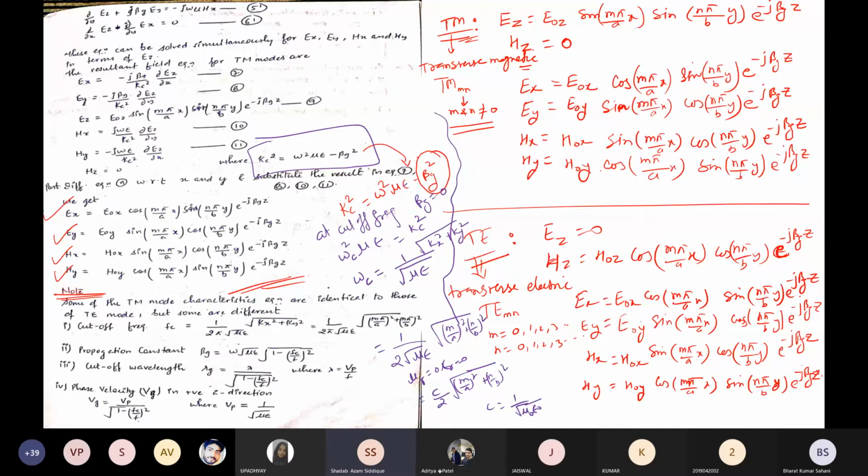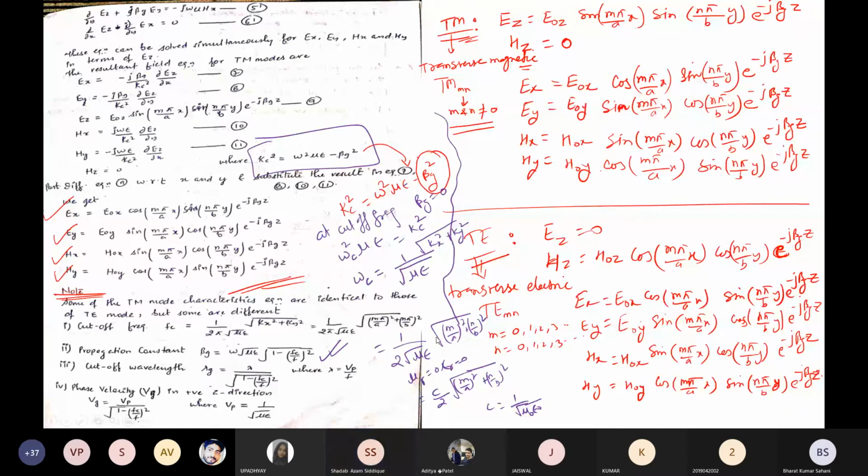Now, how can we find the propagation constant? We take the propagation constant beta g square is equal to omega square mu epsilon minus kc square. You take common omega square mu epsilon, so you can write omega square mu epsilon times 1 minus kc square divided by omega square mu epsilon, and you can check this can be written in this form. So beta g can be written as omega root under mu epsilon times square root of 1 minus (fc by f) whole square.